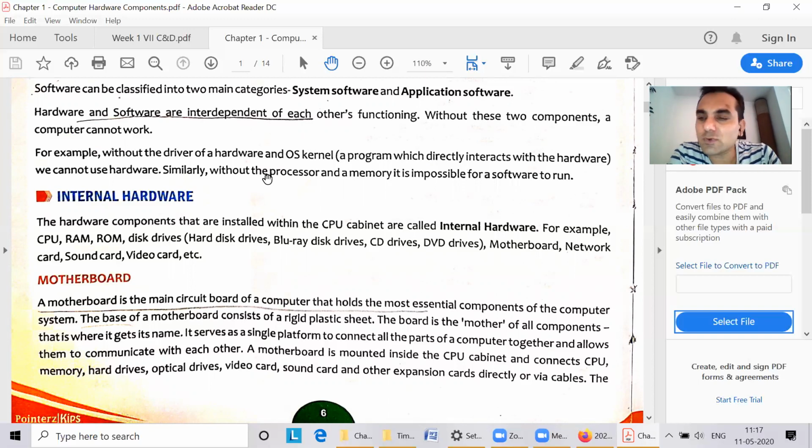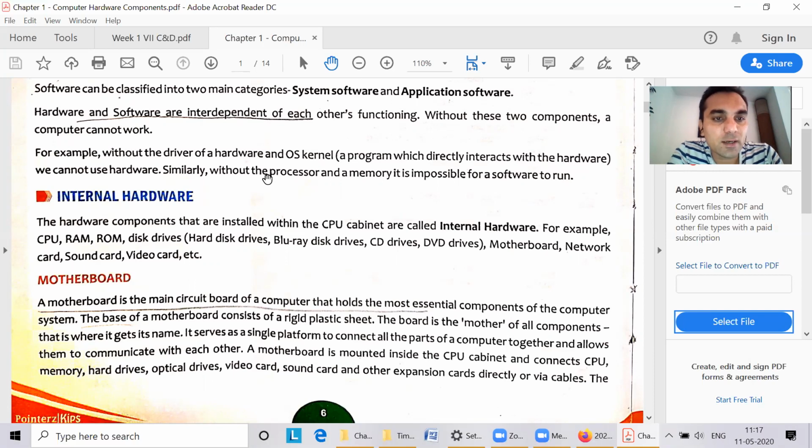System software is the software which is basically used to build a system, like operating system, antivirus, and application software is the software which we use to accomplish our day-to-day tasks, like the Zoom app we are using, Word, Excel, PowerPoint, Scratch we have used, Notepad, games. All these are application software.